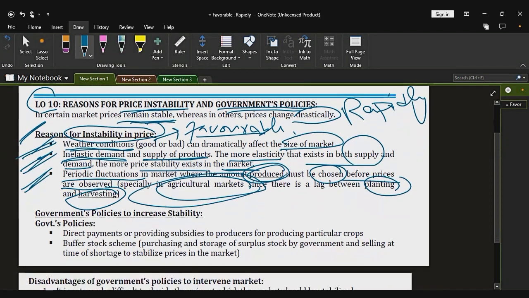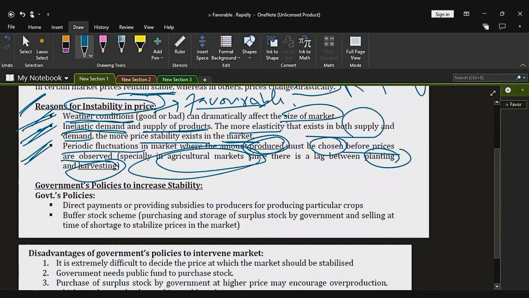Now come to the government role, how the government can control or increase price stability in such markets where there is a high level of price instability.